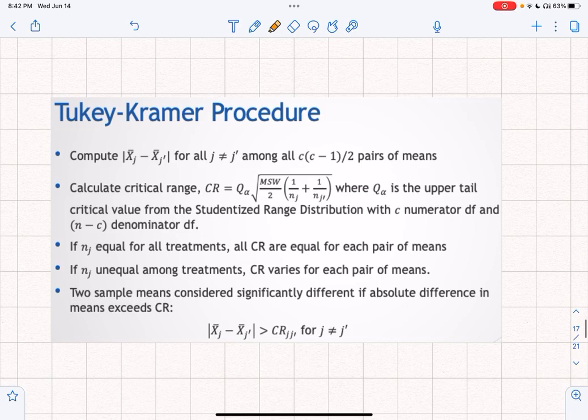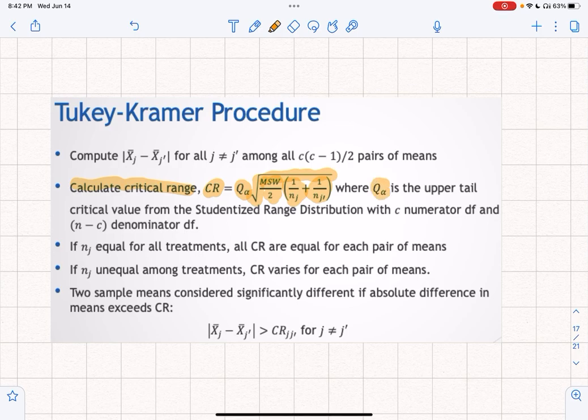We're going to be doing this in Excel as well, but let's just take a look at it for a moment first. First we're just going to take the absolute difference in all the means. So we would take the average from Asia, subtract the average from North America, and take the absolute value, so we always have a positive value. We're going to do this for all j not equal to j prime. All that means is two different means: Asia, North America, Asia, South America, whatever. And then we're going to calculate our critical range. So CR is equal to Q alpha times the square root of MSW over 2 times (1 over n_j plus 1 over n_j prime).